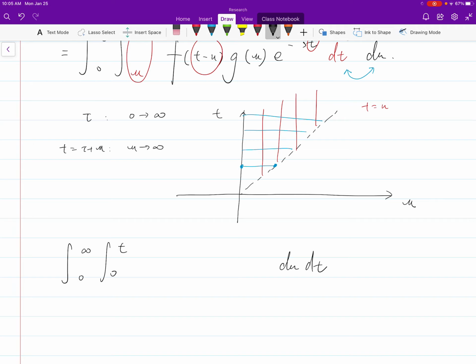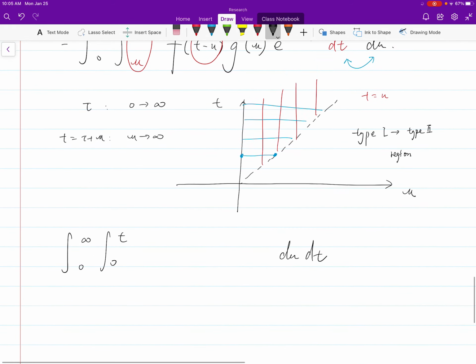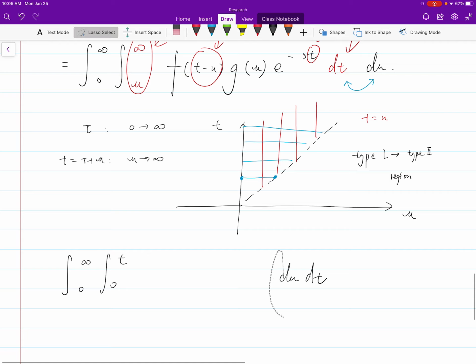So we're doing the same region, but instead of doing it in type 1, we change it into a type 2 region, if you still remember what you had in calculus 1. If you don't, that's fine. We're just basically redoing the same thing, one time in du first, one time in dt first. And we copy everything in the middle because nothing changed. We just changed the order, so all the variables stay the same.